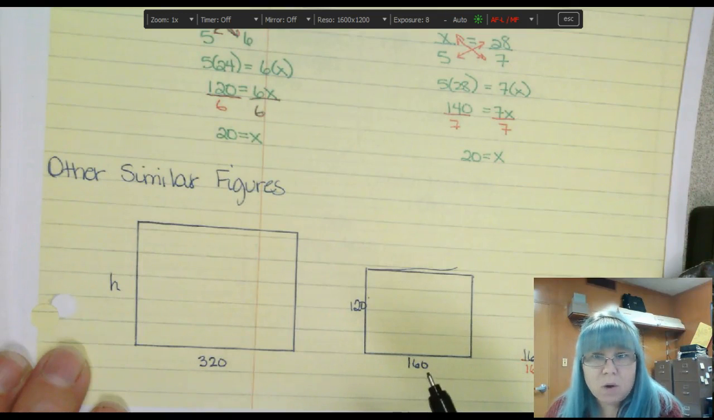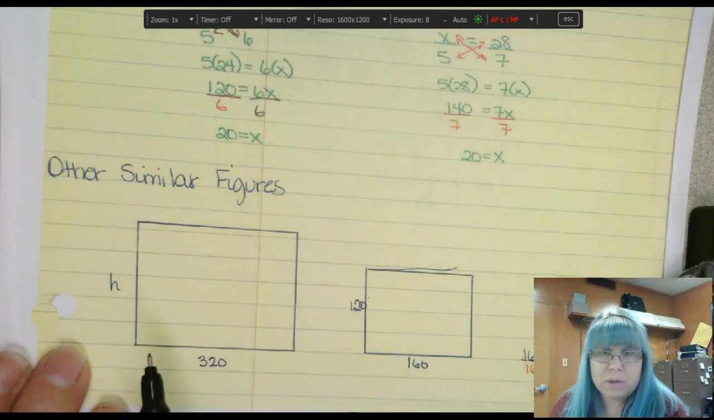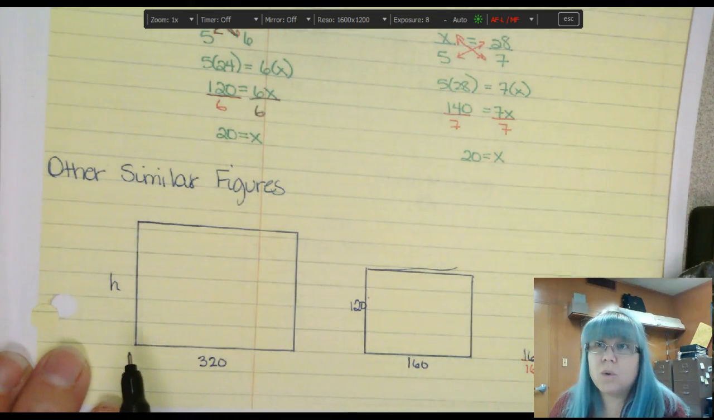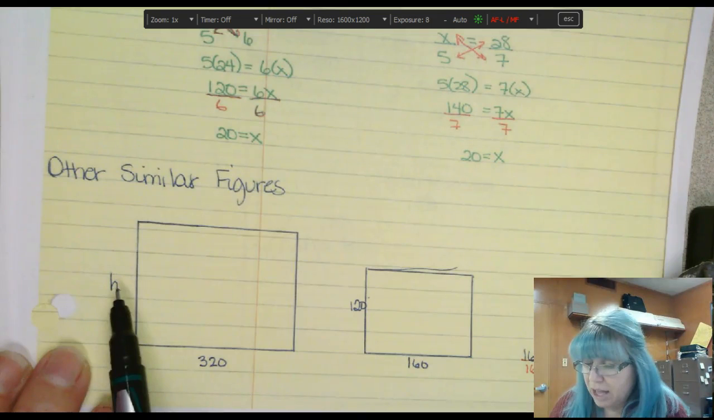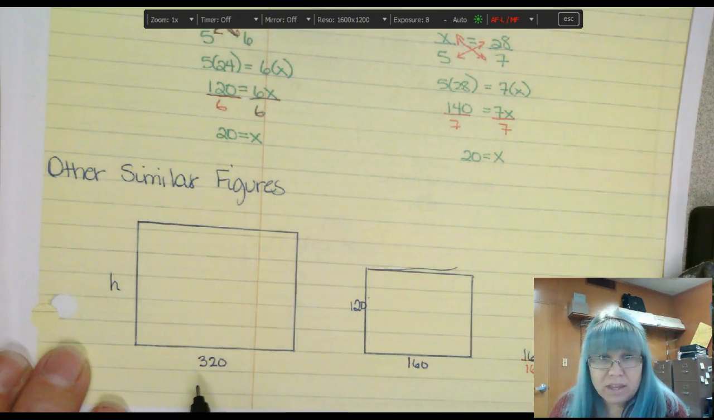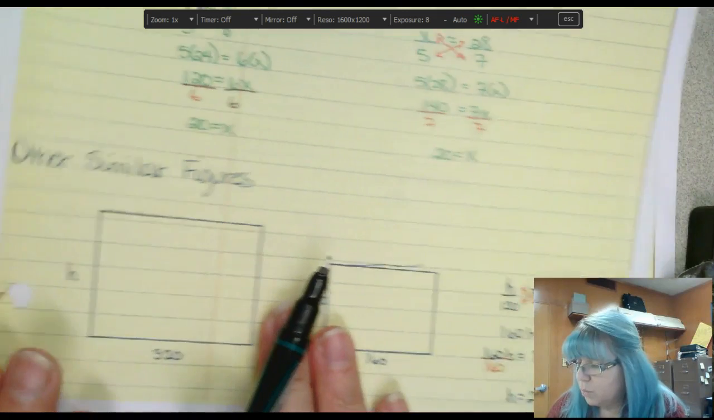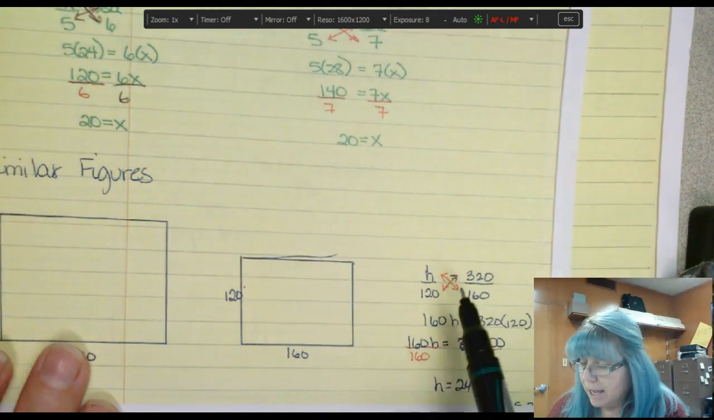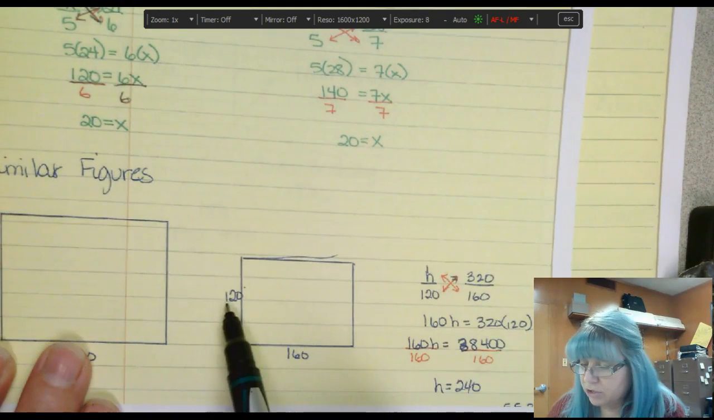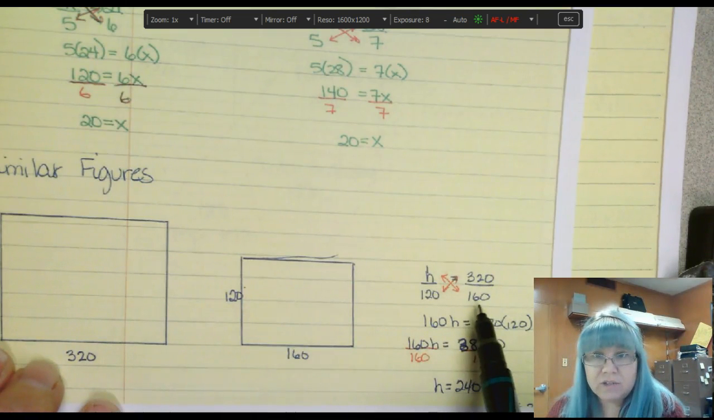So how do we set up this problem? Well, we have similar figures. Therefore we have a relationship between the height of the large one and the height of the small one. Likewise, the width of the large one and the width of the small one. So we can set it up as h is to 120, as 320 is to 160.